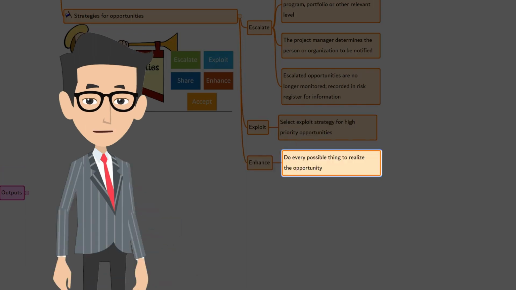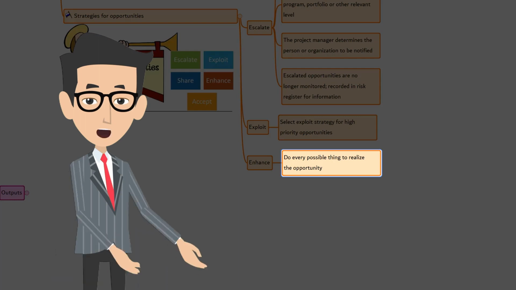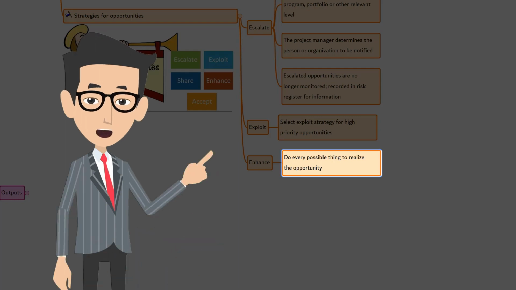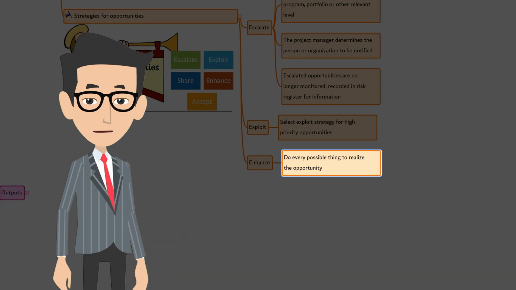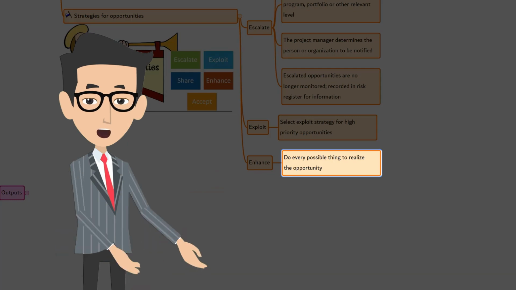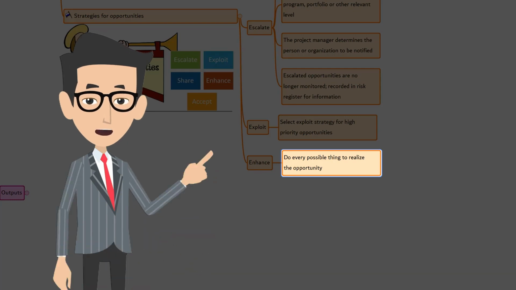The enhance and exploit strategies are very similar except for one big difference. The difference between exploit and enhance is the effort you put in. In exploit, you do every possible thing to make sure that 100% the opportunity will be realized. But in enhance, you do the maximum possible. You do your level best, but you don't ensure 100%.